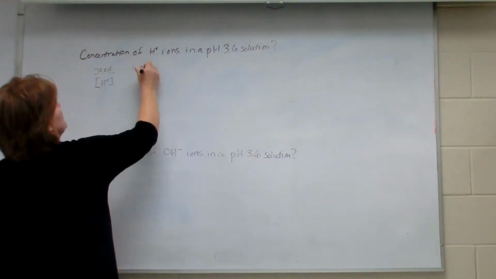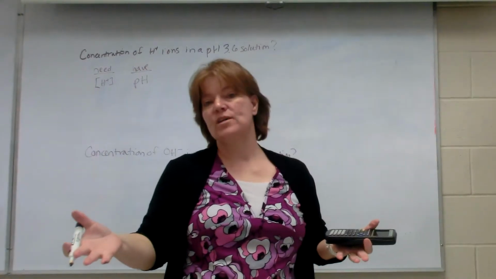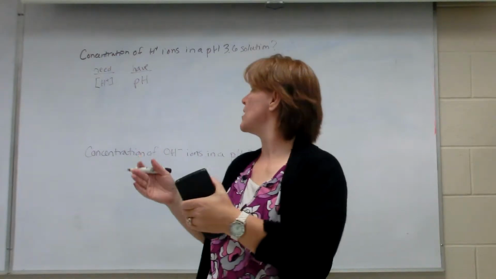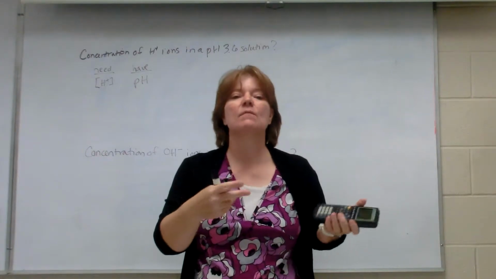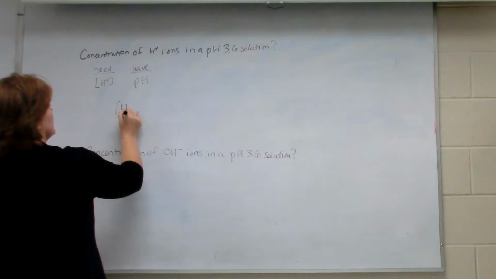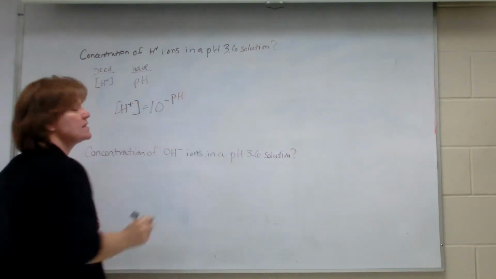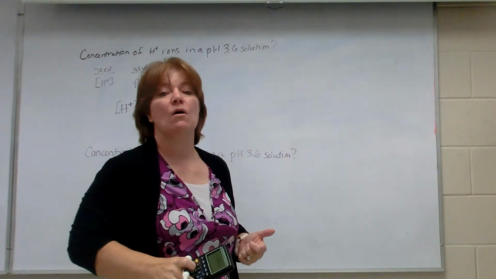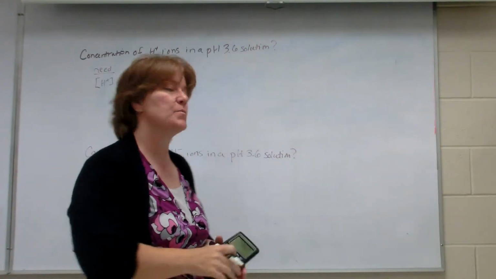I have pH. So on my set of equations, I'm looking for an equation that has pH equal, H plus ion concentration equal, and then on the right-hand side of the equal sign, I see something about pH. Sure enough, I see one that says that the H plus ion concentration is 10 raised to the negative pH power. That's because the pH is the log and the log is related to the exponent.